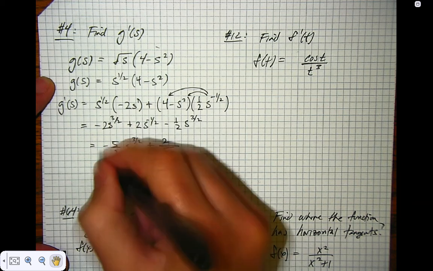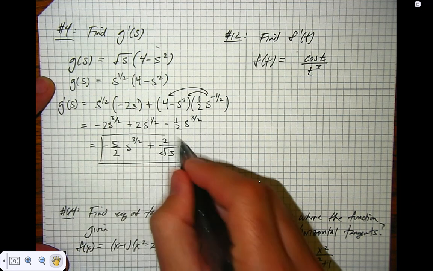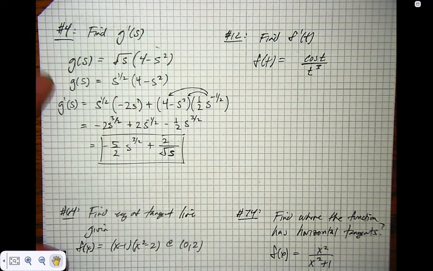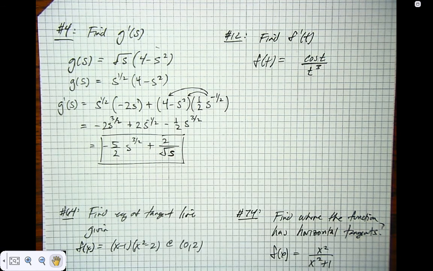negative 5 halves s to the 3 halves plus 2 over the square root of s, because negative 1 half goes downstairs, square root. My s's look a lot like 5s. Sorry about that.